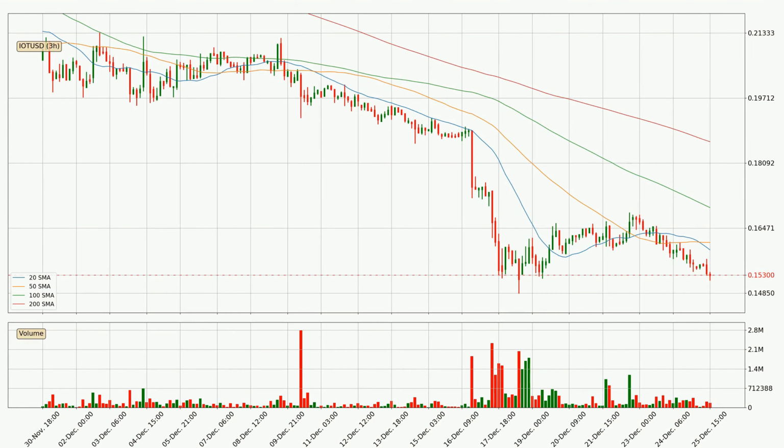Looking at the 3-hourly simple moving averages, the current price is below all simple moving averages for this time interval, which looks bearish, and it is to watch if the closest SMA, the 20 SMA, will play as resistance, or the price will break it to the upside above the current price of around 15.9 cents.